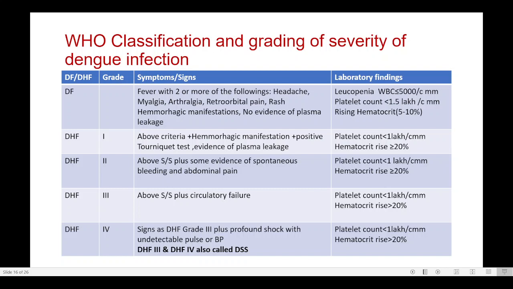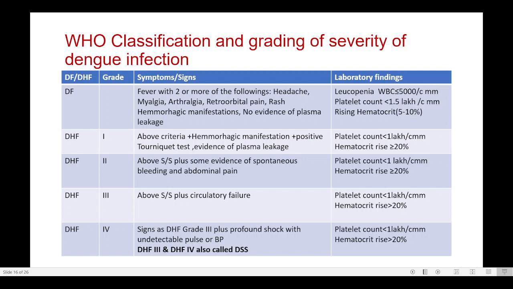Dengue hemorrhagic fever grade 2 is all the above symptoms and signs plus some evidence of spontaneous bleeding. Either it may be from the gums, it may be epistaxis, or it may be melena or hematemesis, which is also associated with a platelet count less than 1 lakh per cubic millimeter and a hematocrit rise greater than 20%.